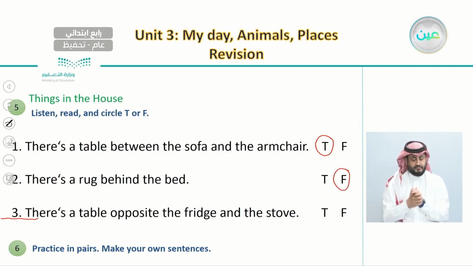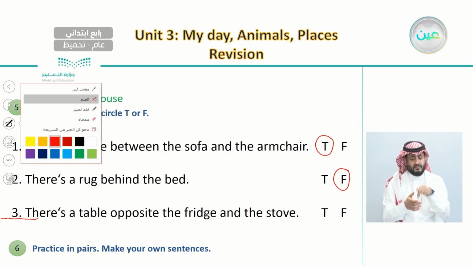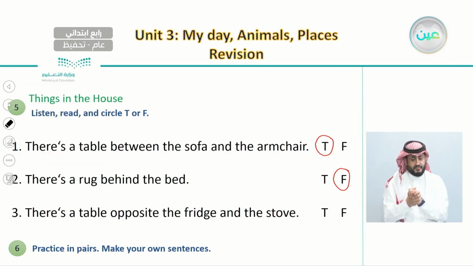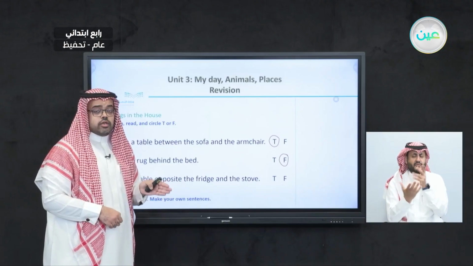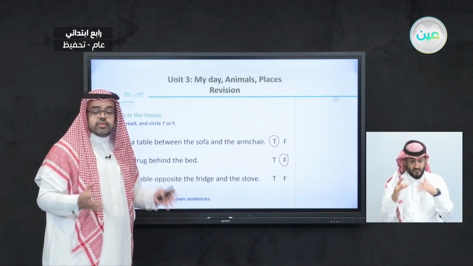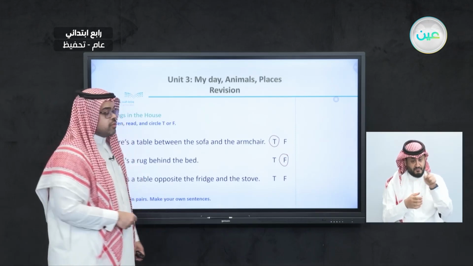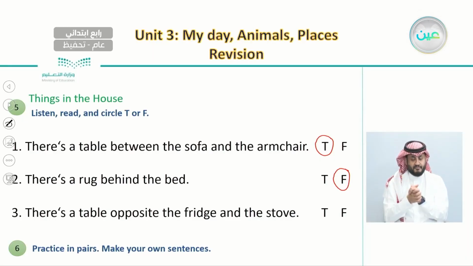And then number 3, there is a table opposite of the fridge and the stove. So you can see the fridge and the stove. What is the opposite of them? Can you see a table? The answer is true. So here we circle the letter T.